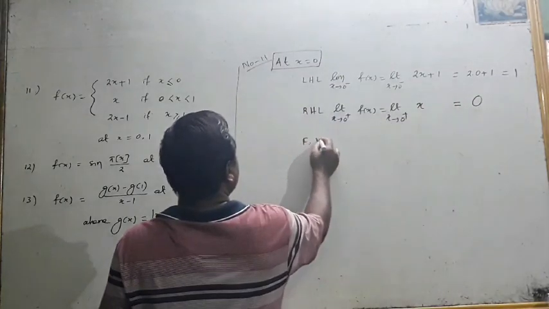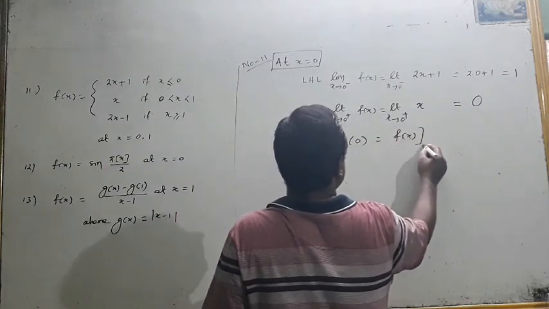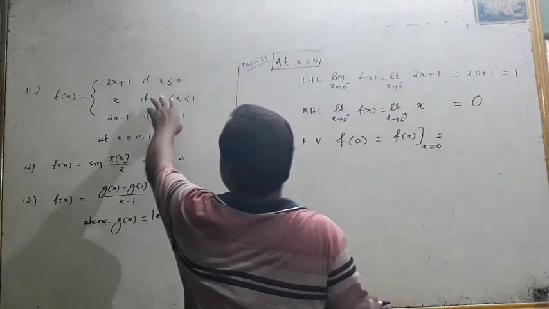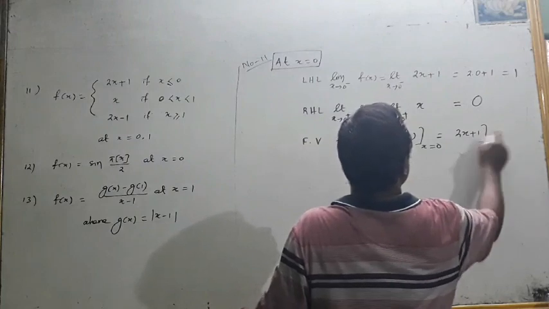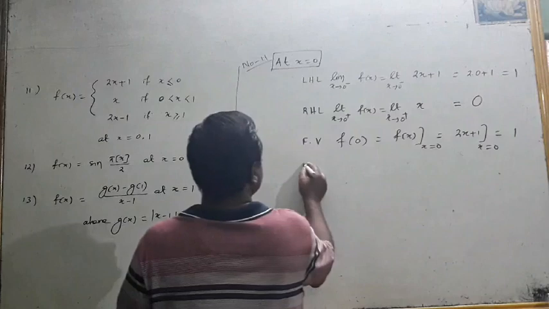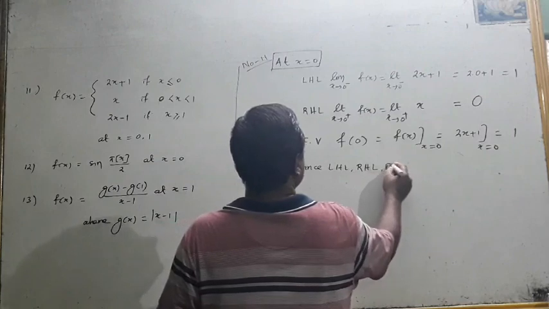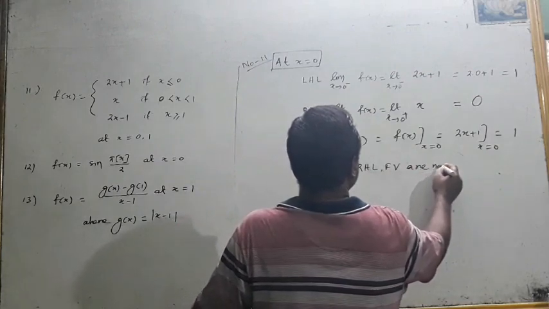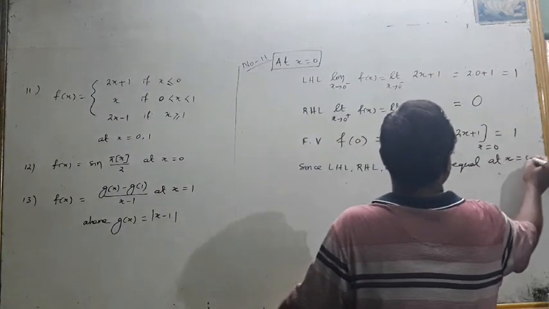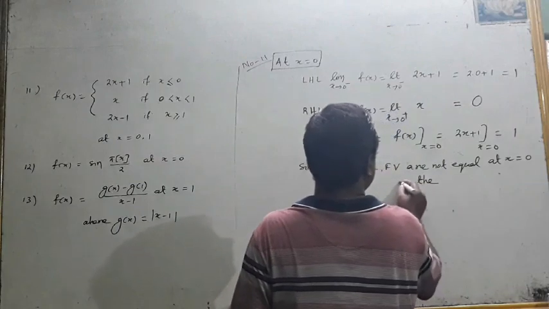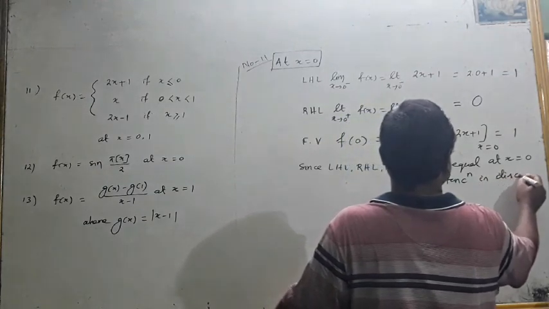So what is the functional value? Functional value means f(0), that is the value of the function at x is equal to 0. The value of the function is 2x plus 1. When x is equal to 0, put 2 into 0 plus 1. Since LHL, RHL and functional value are not equal at x is equal to 0, the function is discontinuous.